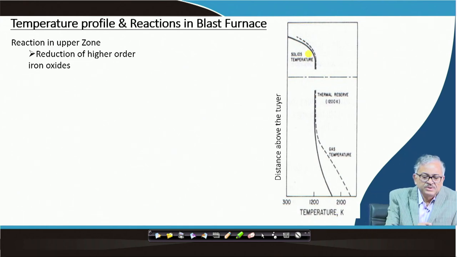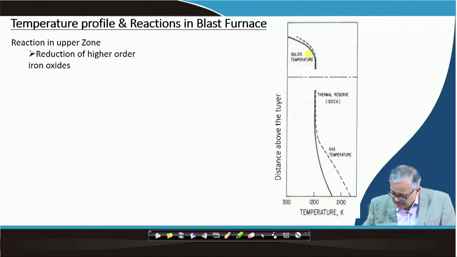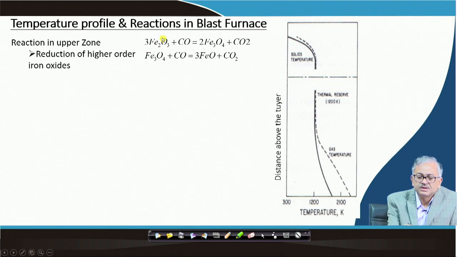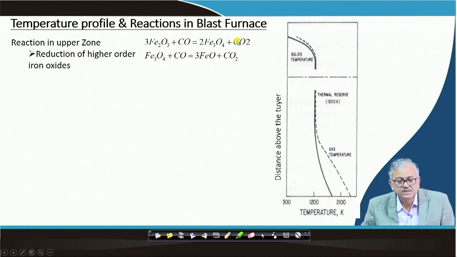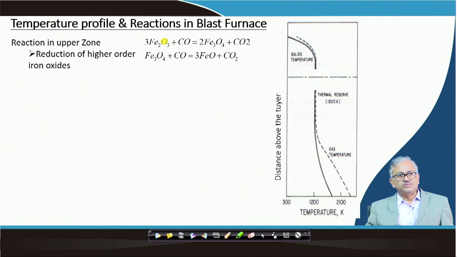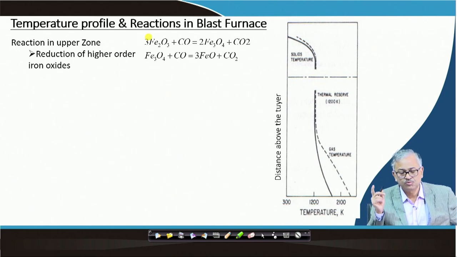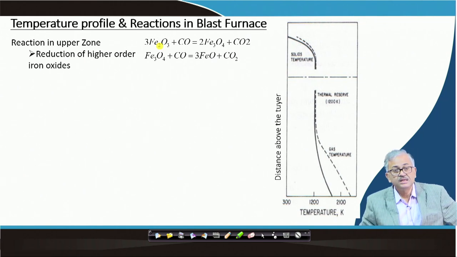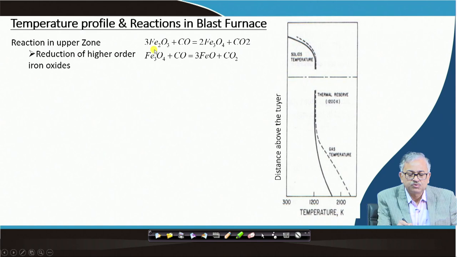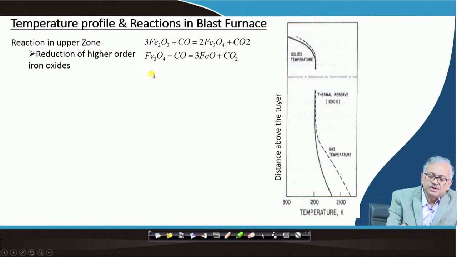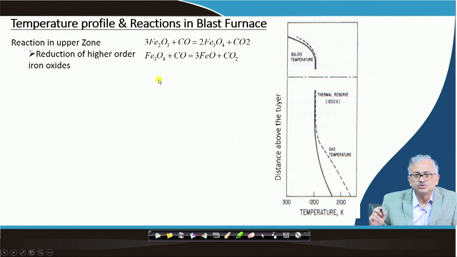Here the reduction of higher oxide takes place, and these are the two reactions: Fe2O3, that is the iron oxide, plus CO forming Fe3O4 and CO2, okay. This reaction takes place because Fe2O3 has a very high oxygen potential, as we have seen among the various oxides in the Ellingham diagram, where its position is much higher. So it can be easily reduced to Fe3O4, then Fe3O4 will be reduced to FeO, and then finally FeO will be reduced to Fe.